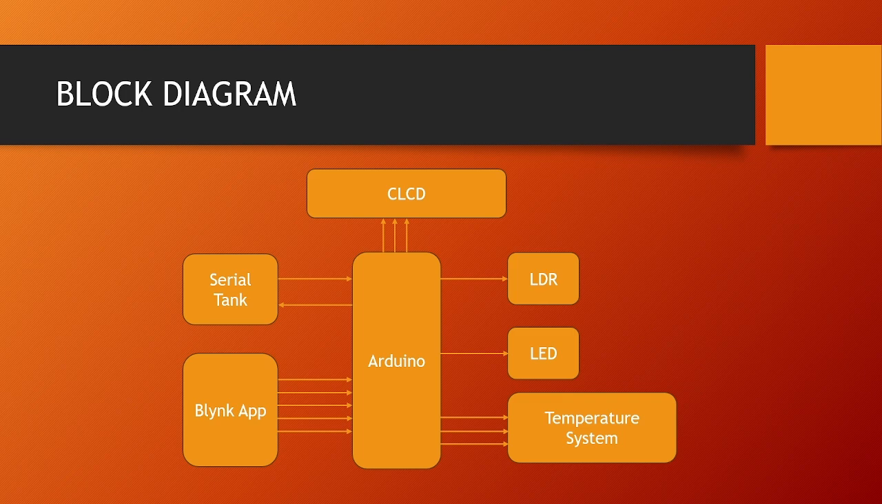So in the temperature sensor we can also see the temperature in a gauge format, and we can see the volume also in the gauge format in the Blynk application. And we can display the sensor data like temperature on the CLCD display also for normal users. And for online, we can see the data in the Blynk application.